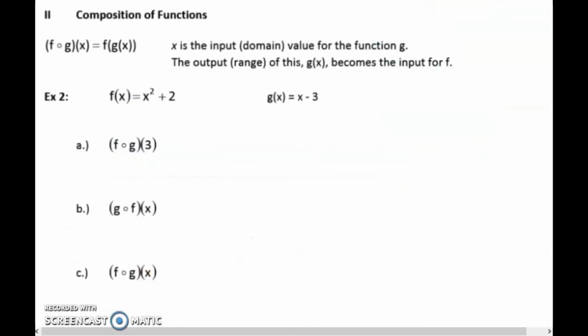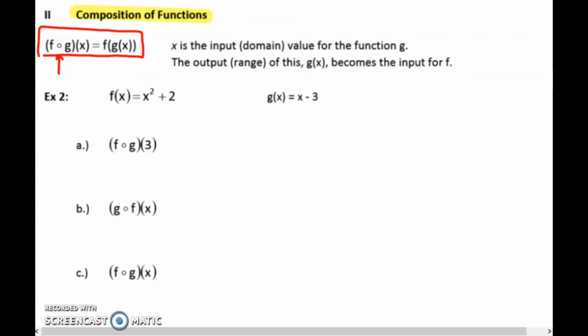Okay, next. So this is a little bit more challenging. I don't want you to confuse this with multiplication. This is called the composition of functions. Very important. Composition. I also want you to notice the symbol. Sometimes students have a tendency to confuse this with multiplication. The open circle is a composition, and notice what this is saying. This is saying f circle g of x is equivalent to f of g of x. That's what that little o means, of. x is the input or the domain value for the function g.